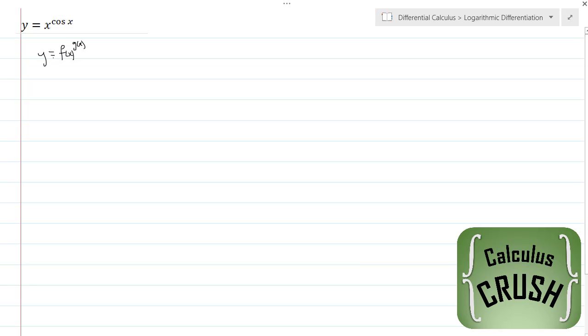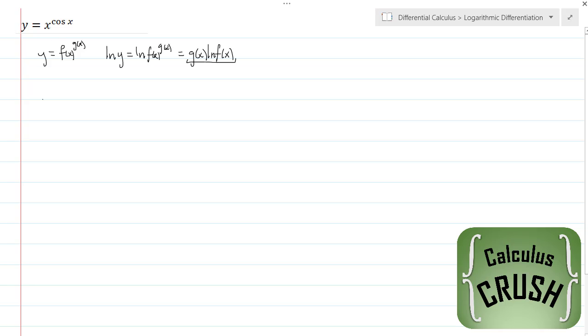What we need to do is use the properties of logarithms to rewrite this formula in a better way where we can take the derivative. So if you've got y equals f of x to the power of g of x, and you take the natural log of each side, you can use one of the properties of logarithms: when you have the ln of something to the power of something, you can bring that power down in front. So ln of f of x to the power of g of x is just g of x times ln f of x. This type of form you can take the derivative.